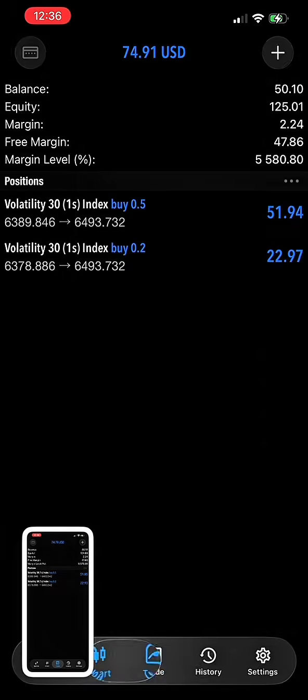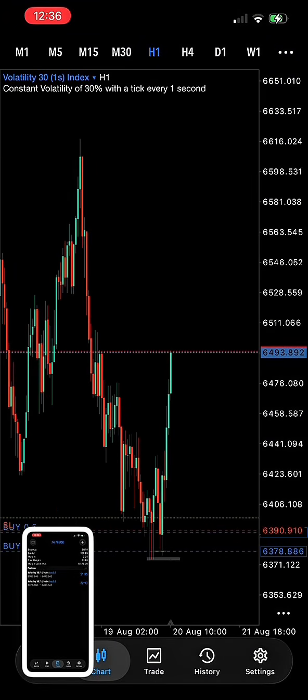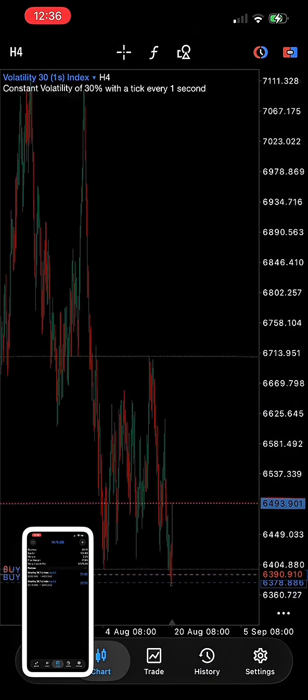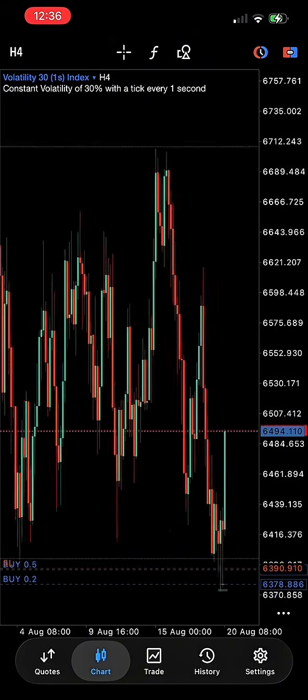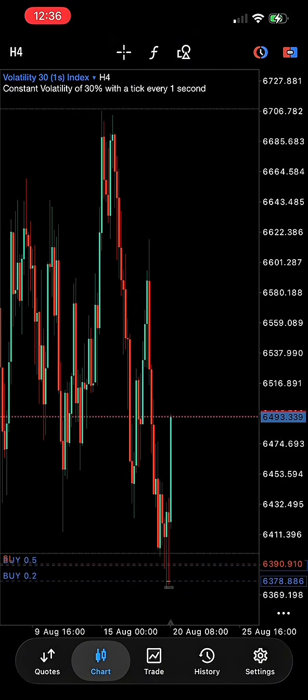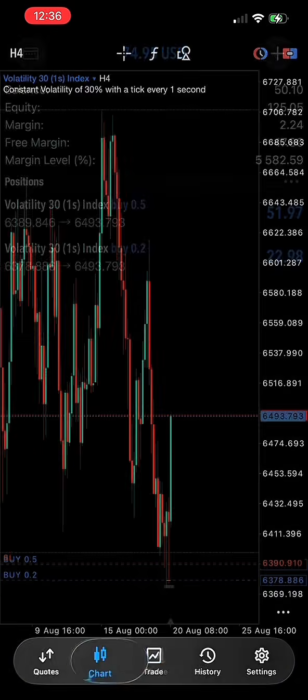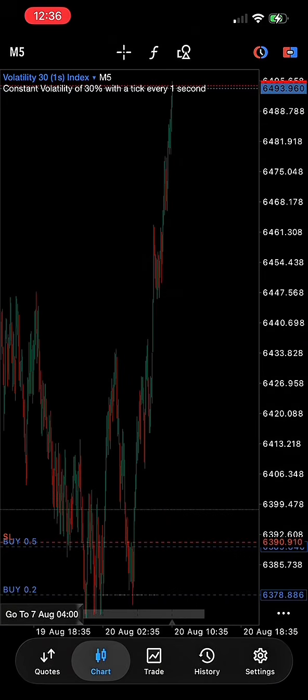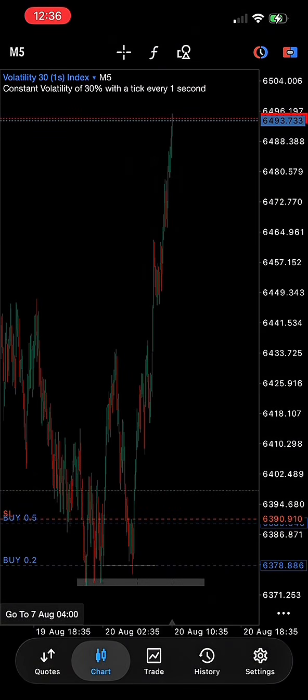And at this point I was thinking whether I should close or keep on holding in case the market keeps on moving up. But I know the market doesn't move in a straight line, so obviously it's going to consolidate a little bit and come down. So I decided to close and look for another trade.